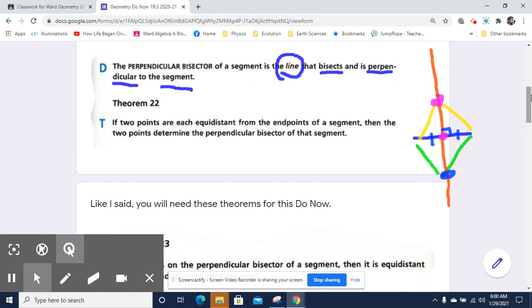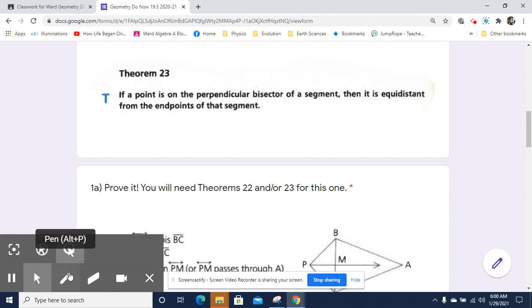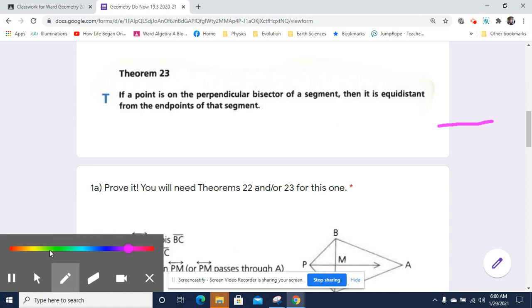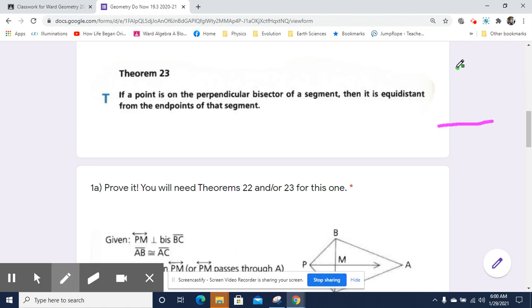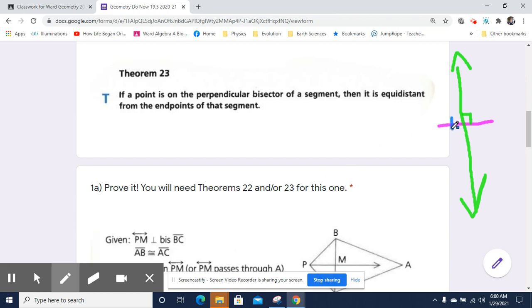Now let's take a look at Theorem 23, which you'll also probably need. If a point is on the perpendicular bisector of a segment, then it is equidistant from the endpoints of the segment. So we'll draw another situation. Here's our segment, and here is a perpendicular bisector. It is a line, and it happens to be perpendicular to that segment. We know that this segment and this segment are congruent because this purple segment has been bisected.